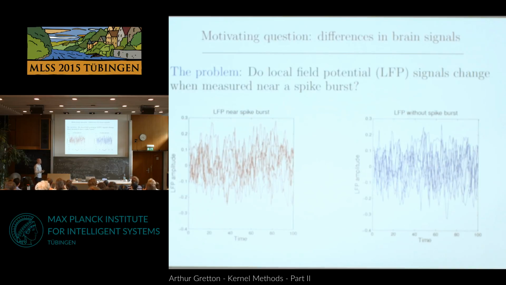So here's one of the examples I started my talk with. I've got these waveforms, which are of length 100, recorded in the brain. These ones are recorded in the presence of a spike burst. These are recorded in the absence of a spike burst. I want to tell whether the distribution over these waveforms is significantly different to the distribution over those waveforms. This is my goal.